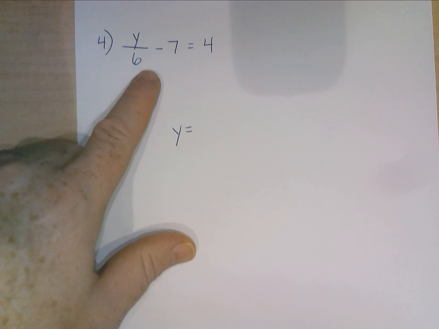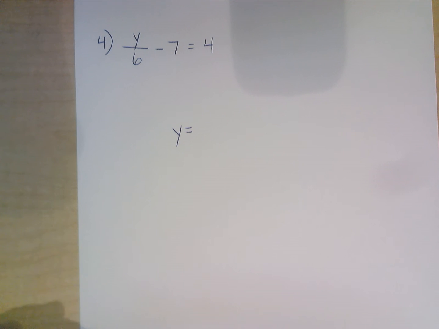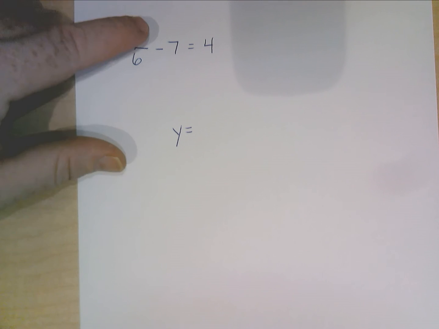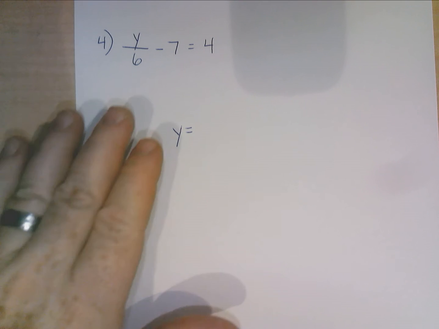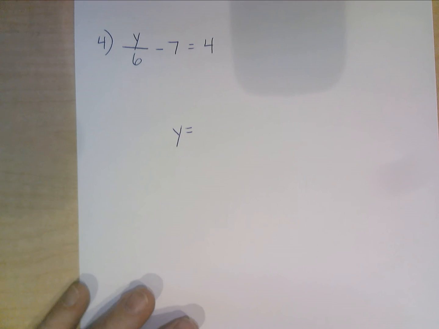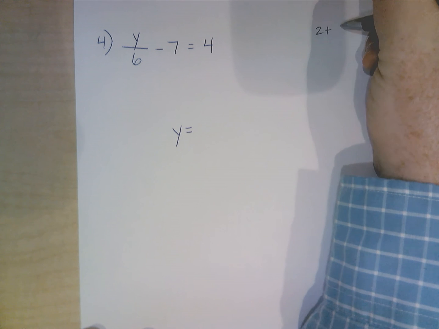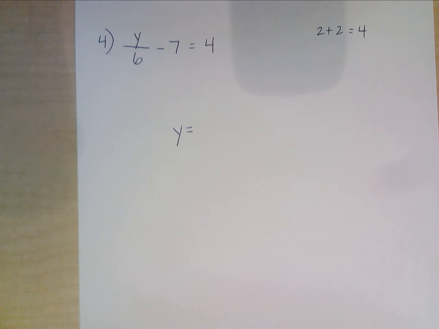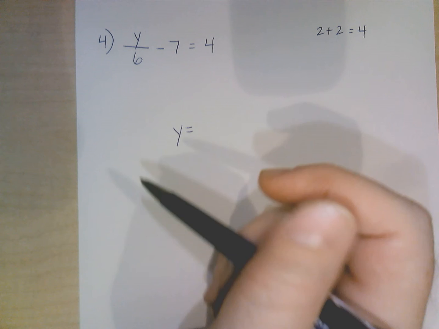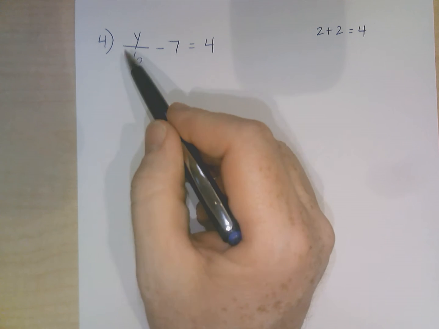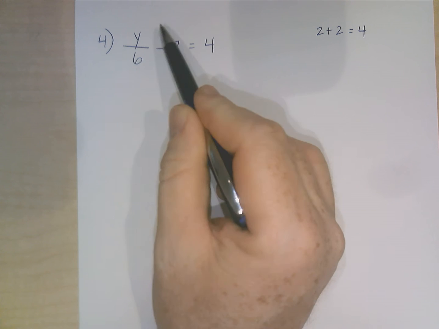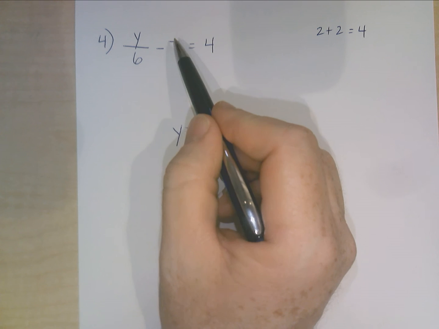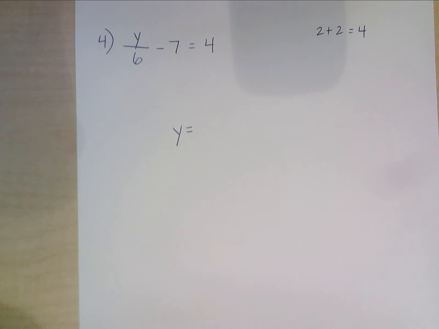And I've told my students this over and over again. Y divided by 6 minus 7 doesn't look anything like a 4 to me. But even though it doesn't look anything like a 4, it is still equal to 4. Much like 2 plus 2 equals 4. Now 2 plus 2 doesn't look like a 4 to me, but the value is 4. So you have to just trust that the equation is correct. So again, whatever you do to one side, do to the other.